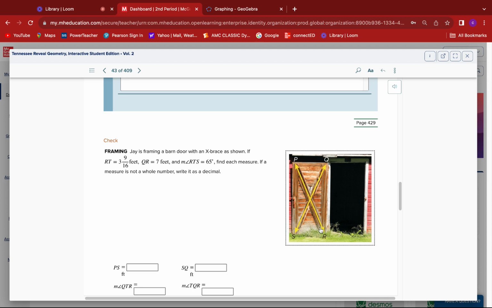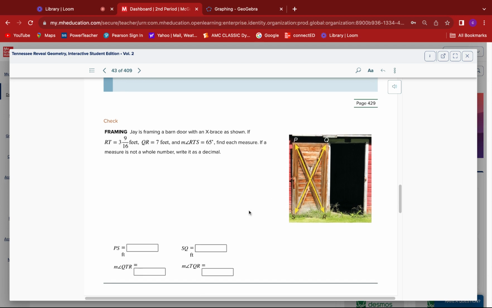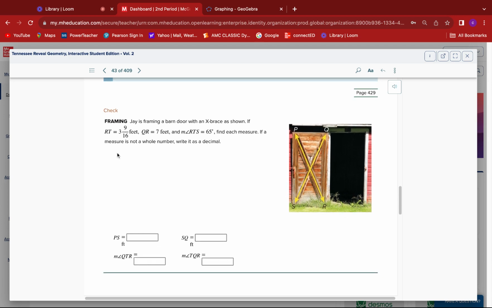Okay, and angle RTS, this little bitty angle that I'm pointing to is 65 degrees, which means this angle on top is 65 degrees. And the reason is because vertical angles are equal to each other. All right, find each measure. All right, so it wants to find a bunch of stuff. If the measure is not a whole number, then write it as a decimal.